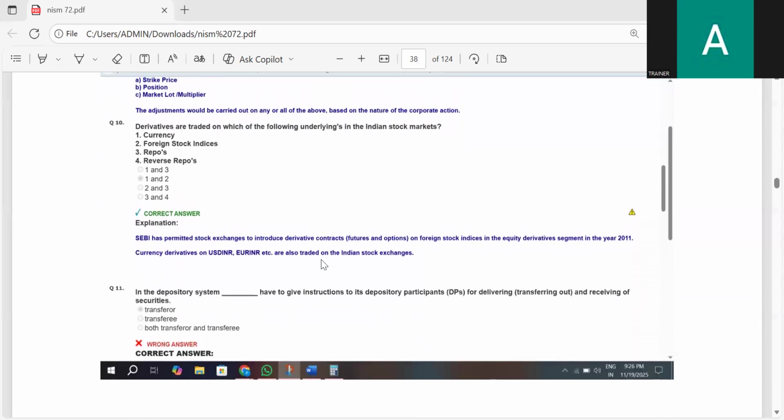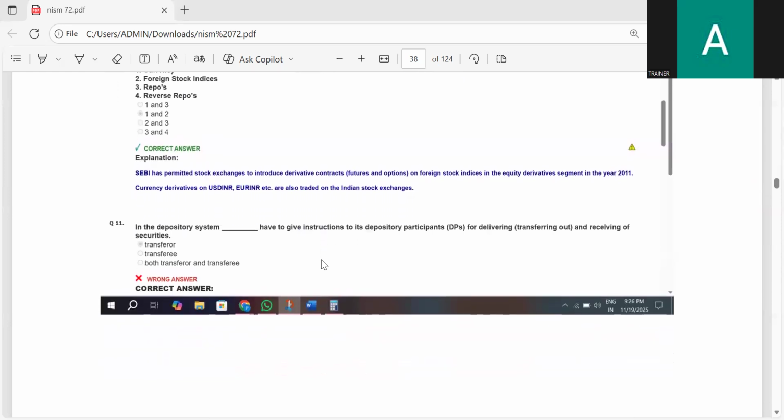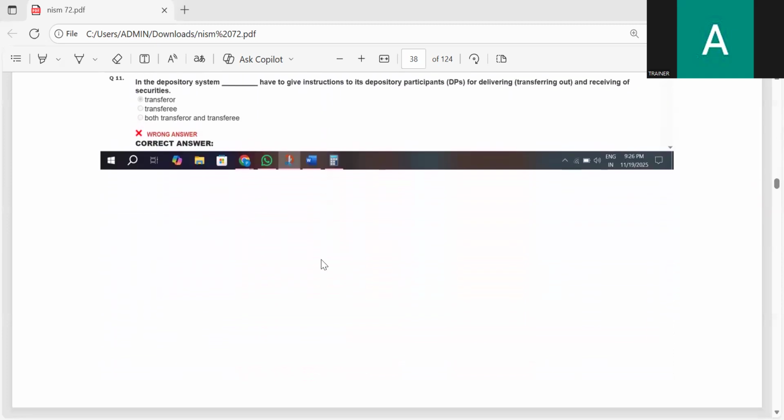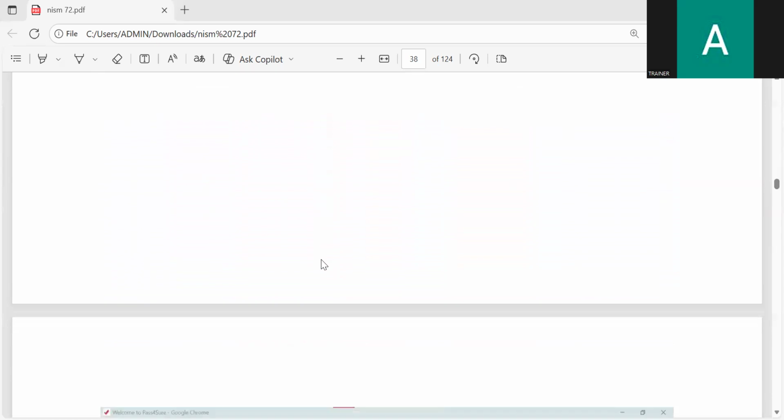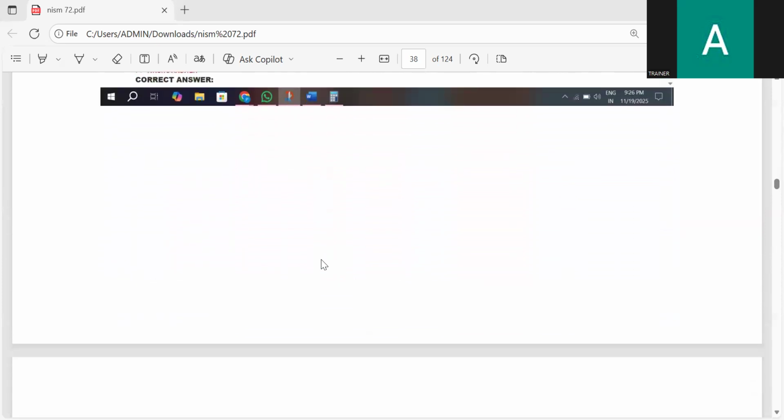Derivatives are traded on which of the following underlying in the Indian stock market? Currency, foreign stock indices, repos, reverse repos. The correct answer is first and second. In the depository system, dash have to give an instruction to its depository participant for delivering, transferring out, and receiving of securities. Options are transferer, transferee, both transferer and transferee. The correct answer is both transferer and transferee.